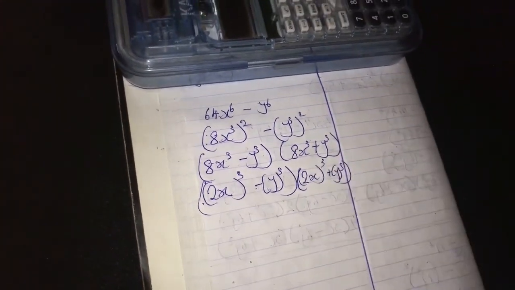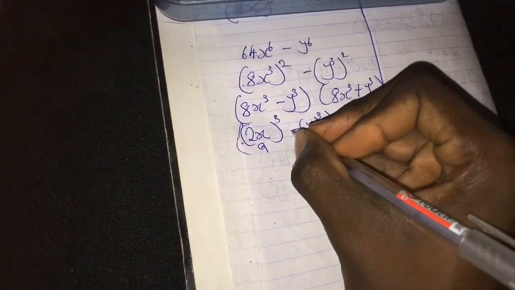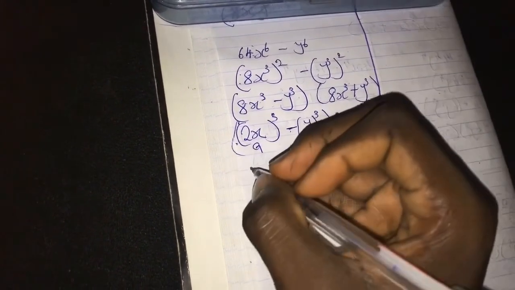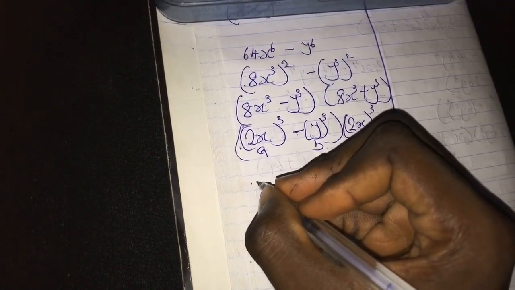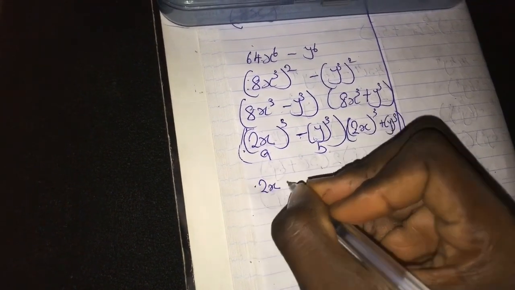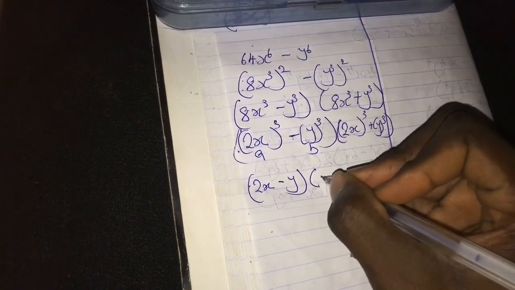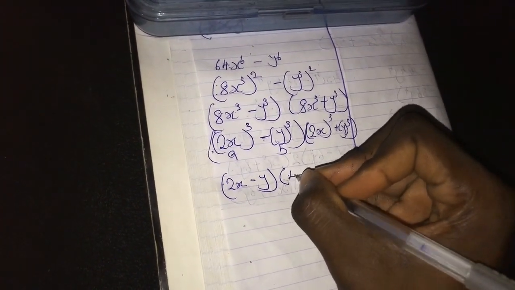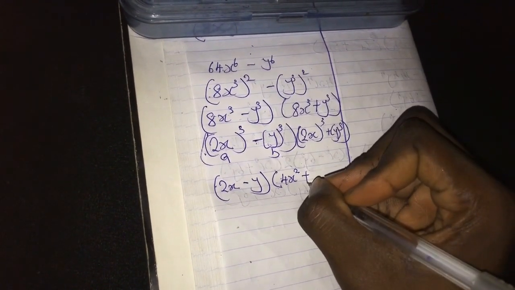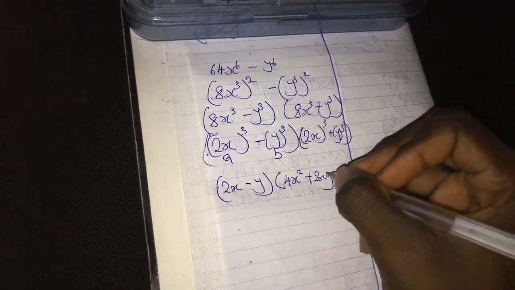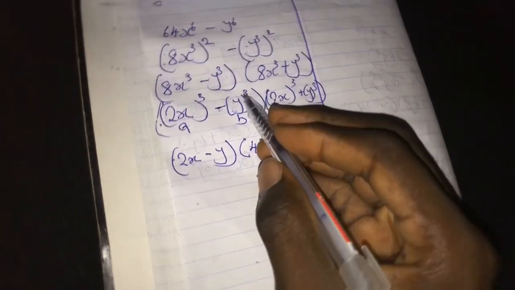So once we have to expand this, you know this is our a and this is our b, and this is minus. So the difference of 2 cube is what? So let's first break this down. That will be 2x minus y in bracket. Then you have a squared, that's what, 2x squared, that's 4x squared, plus ab, that's 2xy, plus y squared. That's for this part only.